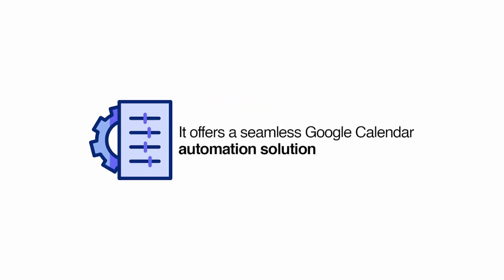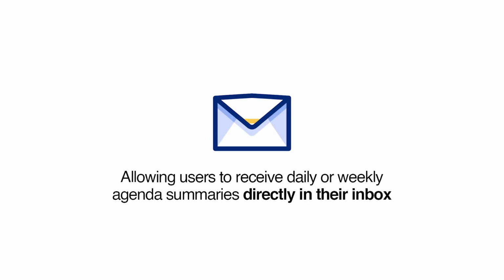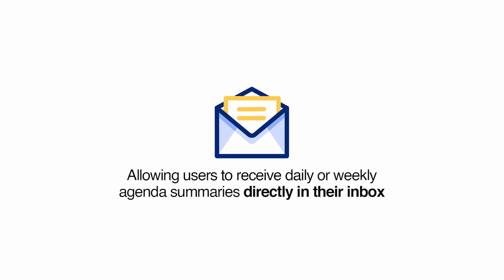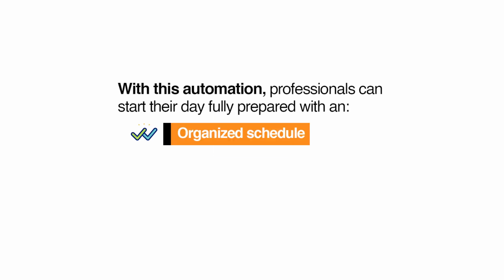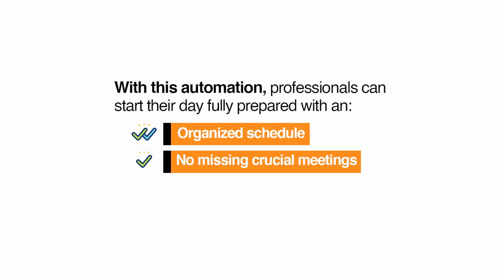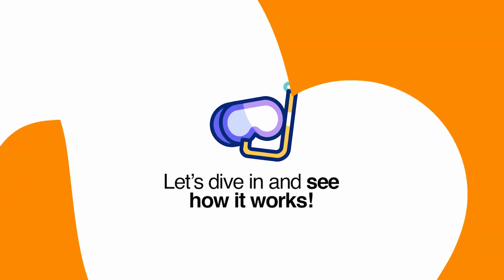It offers a seamless Google Calendar automation solution, allowing users to receive daily or weekly agenda summaries directly in their inbox. With this automation, professionals can start their day fully prepared with an organized schedule, reducing the risk of missing crucial meetings and improving time management. Let's dive in and see how it works.